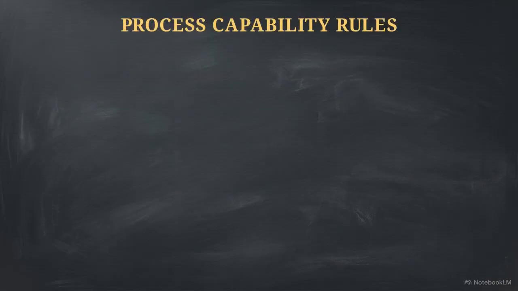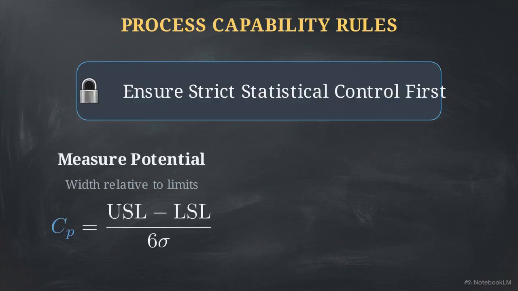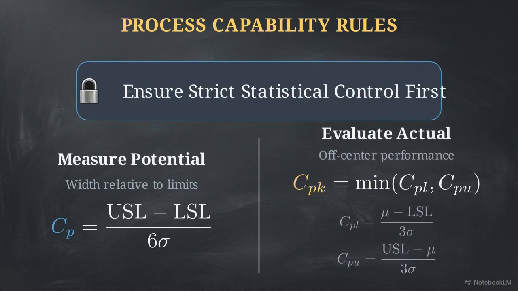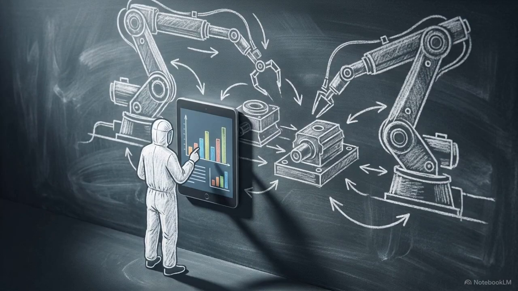These are the rules. Ensure strict statistical control first. Measure potential capability with CP. Evaluate actual off-center performance with CPK. Mastering these indices gives you the statistical evidence required to prove your quality to consumers and allows you to prioritize exactly which processes need engineering intervention first.